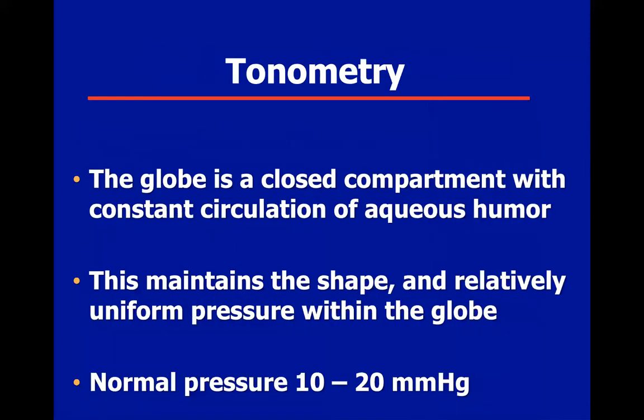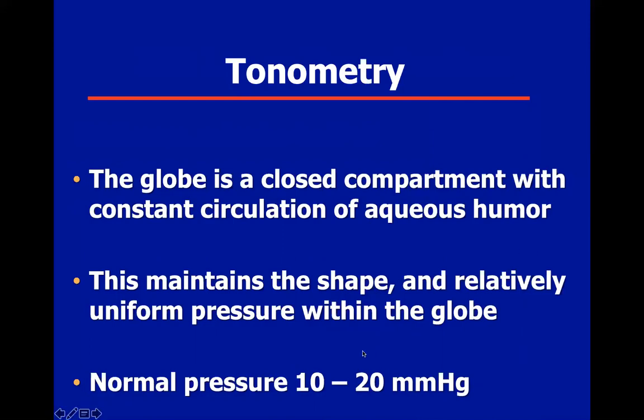Another important part of our exam is what we refer to as the tonometry, and the tonometry is simply measuring your pressure. You have to remember the globe is considered a closed compartment, and there's a constant circulation of the aqueous humor. I would like you to go back and read on the aqueous humor, where it is produced from the ciliary body and how it circulates into the eye. Because it's a closed compartment, this maintains the shape and relatively uniform pressure within the globe.